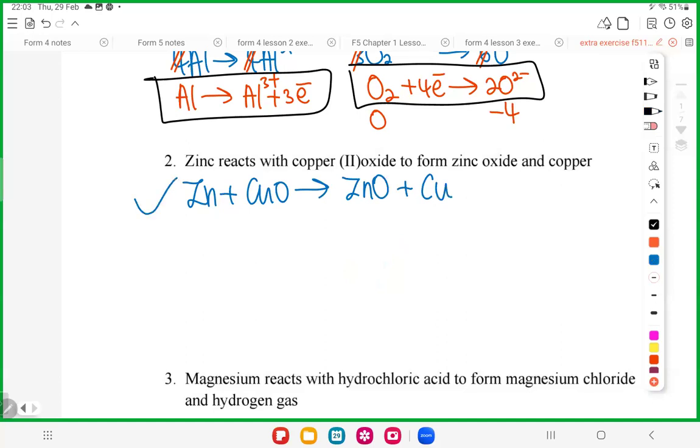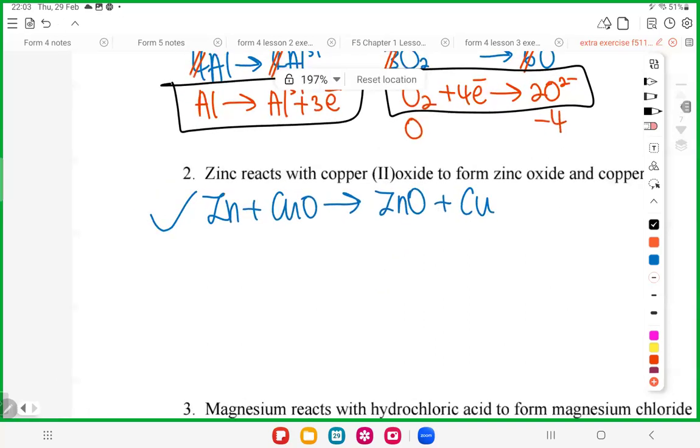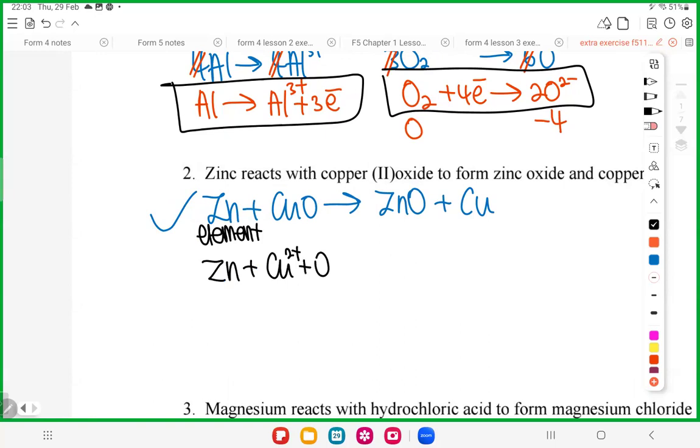Next one, how to get the ionic equation? List out the charge. Zinc comes alone, it's an element. Element doesn't have charge. Copy back. Copper is Cu2+. Oxygen is O2-. Go to the right hand side. Zinc is Zn2+. O is O2-. Copper comes alone, it's an element. Element doesn't have charge. Copy back.